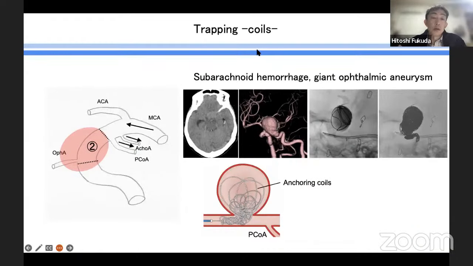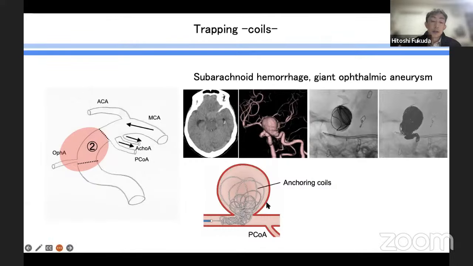We also use the trapping with coils. When the lesion is proximal to the PCOM but involving the ophthalmic artery. This is a case of subarachnoid hemorrhage caused by giant ophthalmic aneurysm. In this case, distal clipping is very difficult.